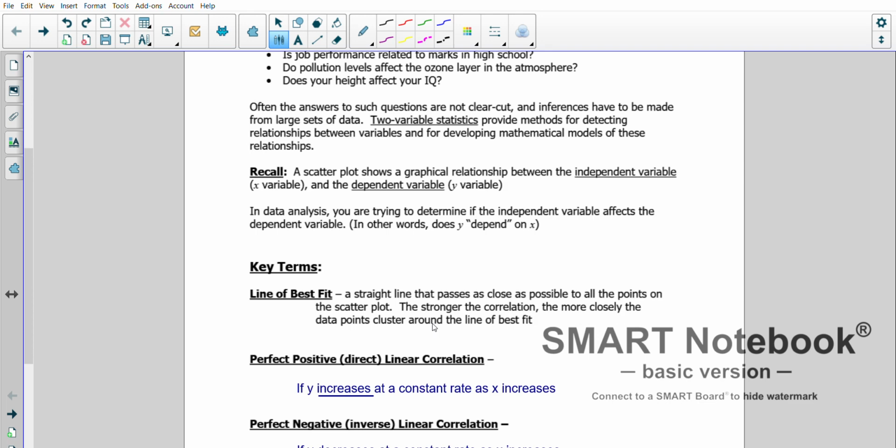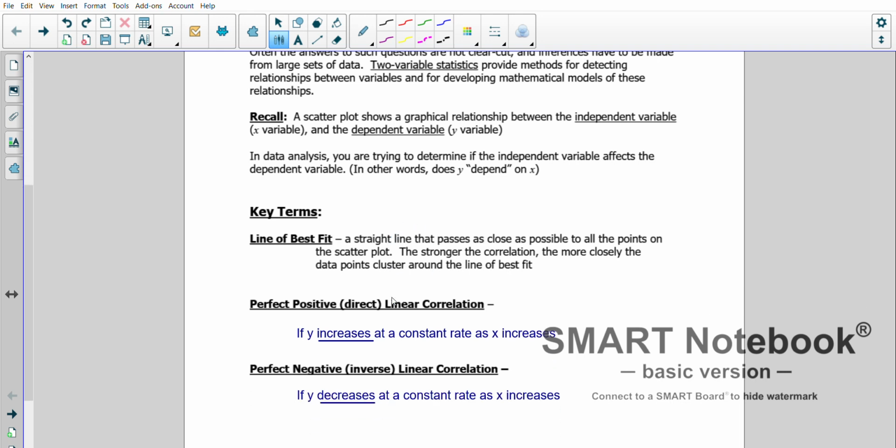Recall from grade 9, a scatter plot shows a graphical relationship between the independent variable x and the dependent variable y. So what we want to determine, as I mentioned above, is does y depend on x? Is the change in x causing the change in y? You would have remembered from grade 9 if you're in my class, I used to do this height versus reach scatter plot. Does your height have an impact on your reach? I took everyone's height and reach, we put it on a scatter plot, and then we classified the correlation.